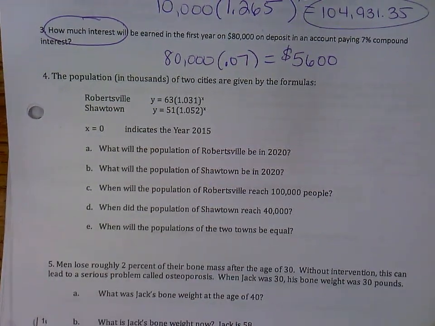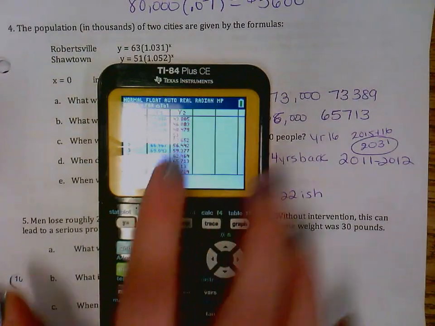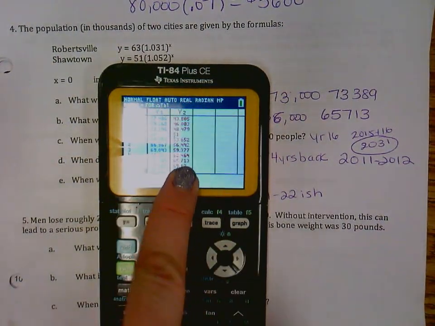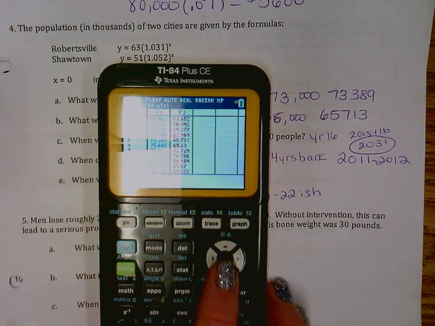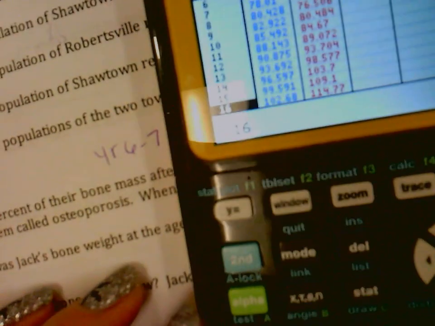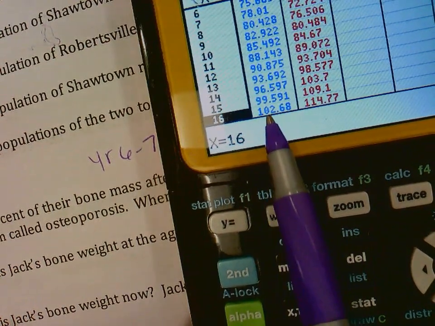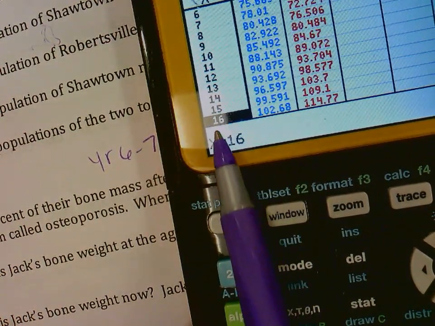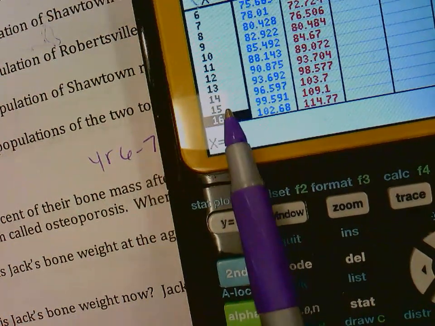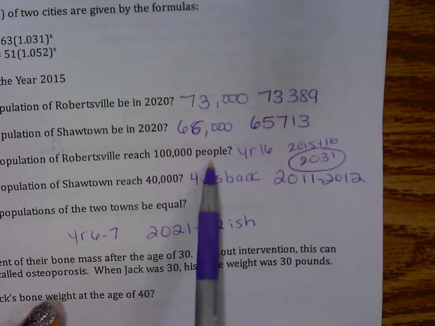So I'm going to take a few minutes on your own, use your calculators, see if you can make a table of values. That's the way I estimated my answers. I went in my table, compared Robertsville versus Shawtown. I went all the way down in the table until I hit number 100, and it represents 100,000 people. That's around year 15 or 16, but I'm starting in 2015. So that would be around 2030 or 2031 for when it hit 100,000 people.